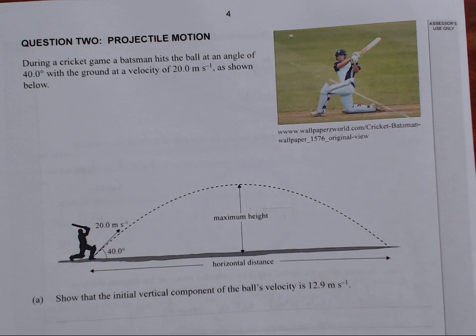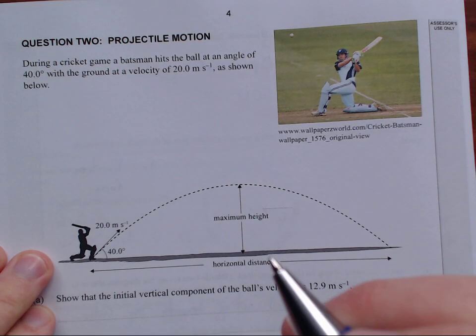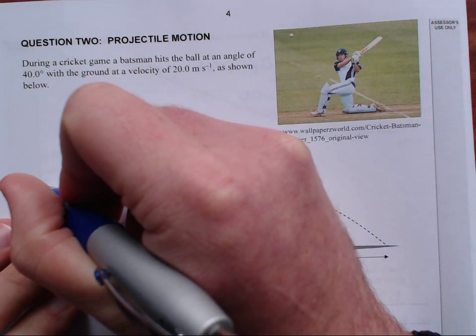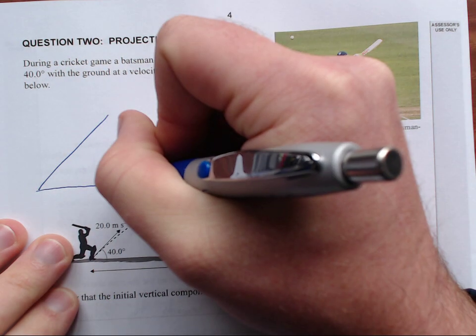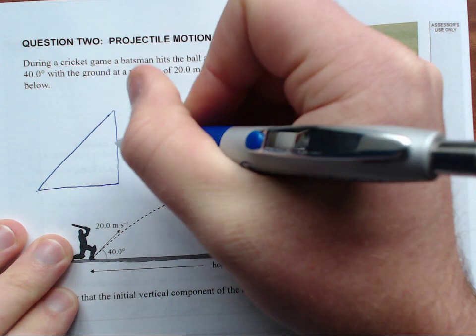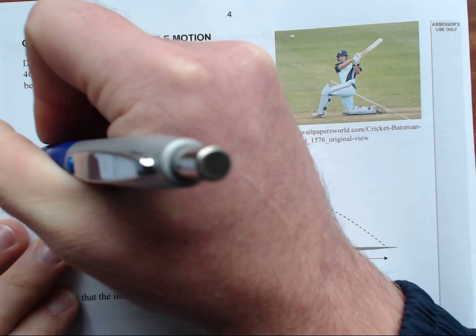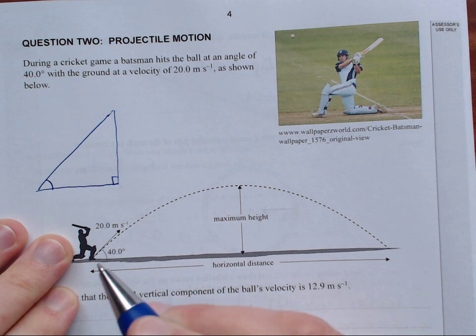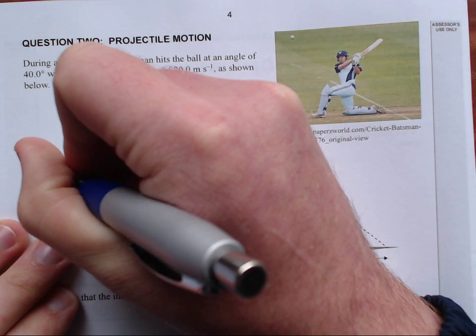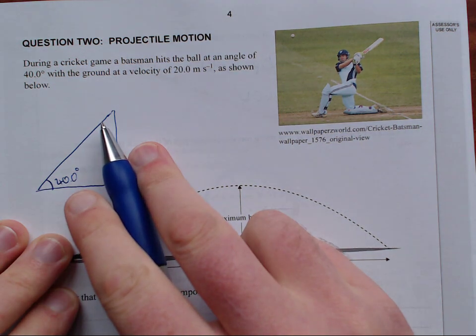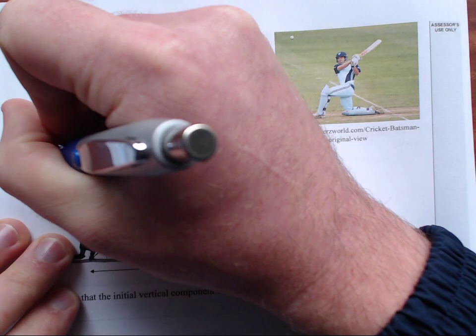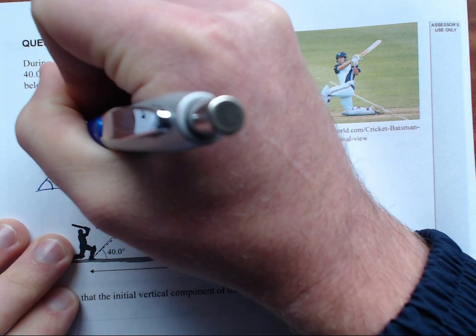So before we start that, I thought I'd draw a wee triangle just to make things a little easier. We'll make it big just because we've got space. Here's our triangle. It's a right angle triangle. This is our angle, 40 degrees, and our velocity, I'm going to draw it along the hypotenuse, is 20 meters per second.